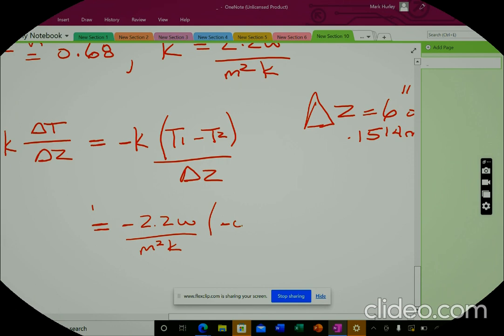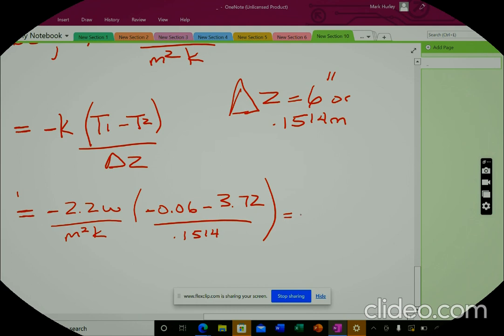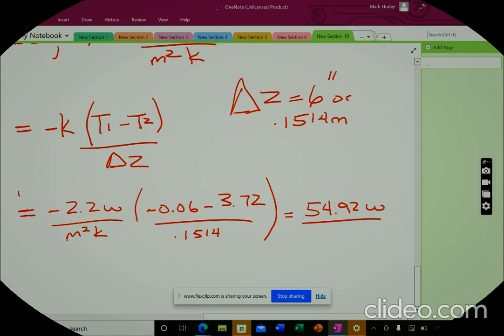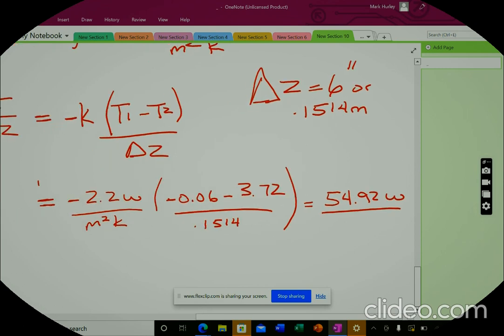This one is going to be negative 0.06 minus 3.72 all over 0.1514. Okay. And what we get is 54.92 watts per, in this case, the K's cancel.